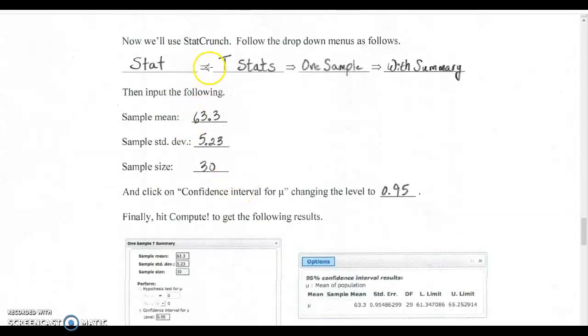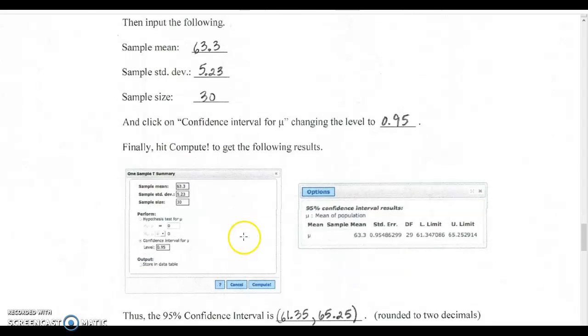Okay, so now we're going to use StatCrunch. We're going to follow the drop-down menus, and I'll show you in just a second. You go to Stat, T Stats, One Sample, With Summary, and you input the following: the sample mean of 63.3, the sample standard deviation of 5.23, the sample size of 30, and you click on the confidence interval for mu, changing the level to 0.95. So this is the picture I've taken of what the menu looks like. Let's go to StatCrunch.